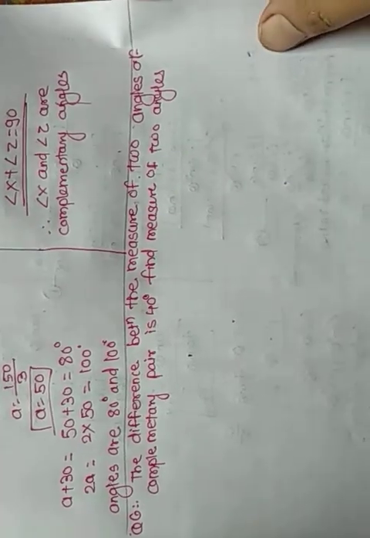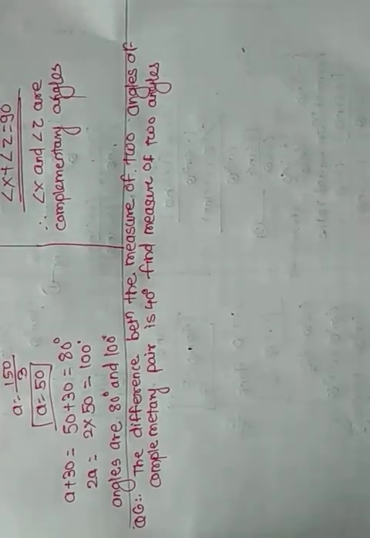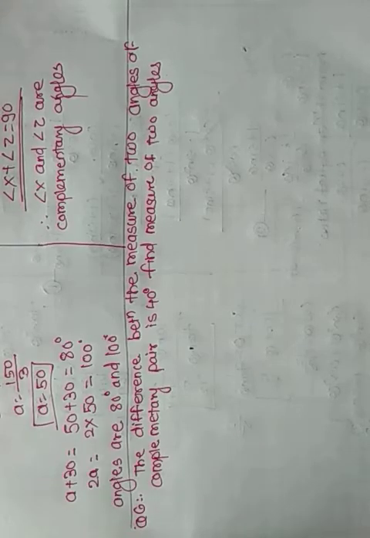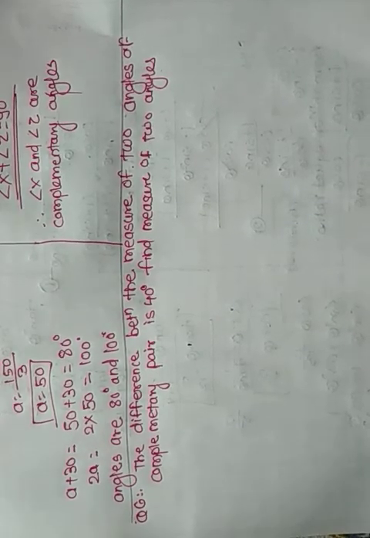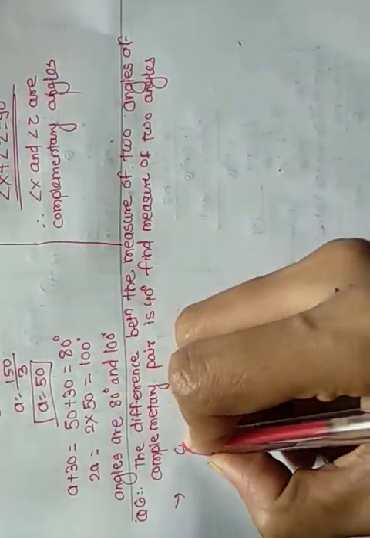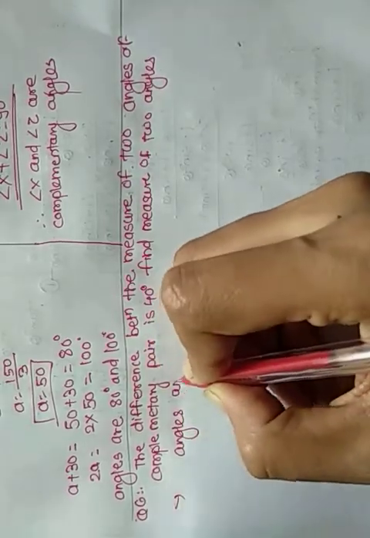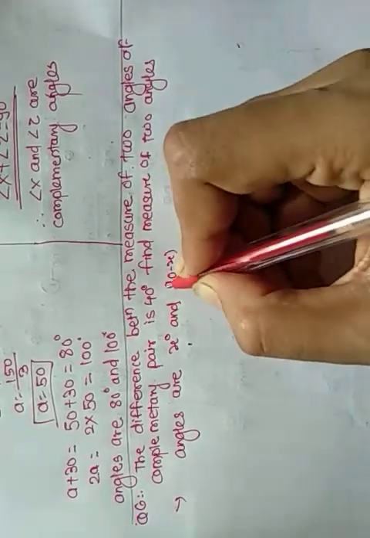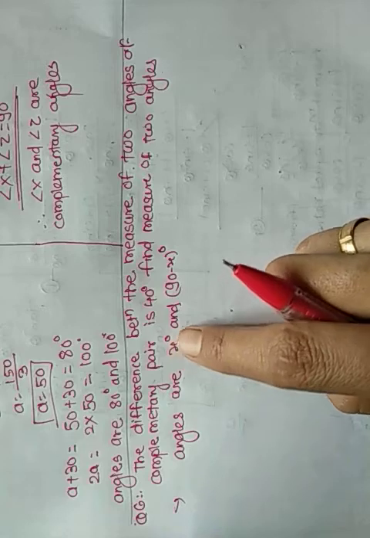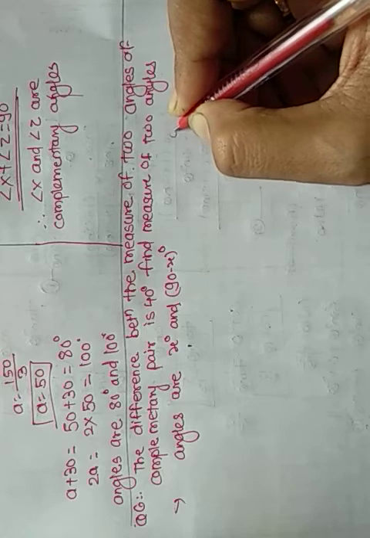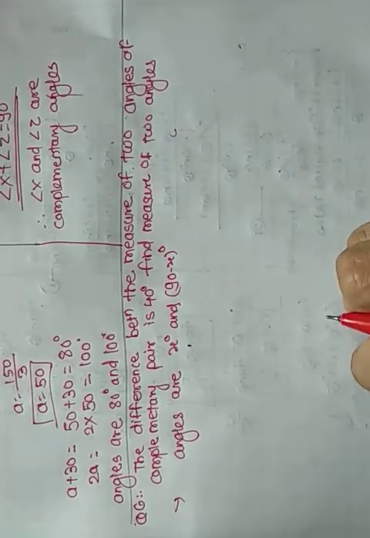Next example: the difference between the measures of two angles of a complementary pair is 40 degrees. Find the measures of the two angles. Let's first assume that these two angles are complementary. It means the angles are x degrees and 90 minus x degrees. Why? Because these two angles are complementary, it means their sum is 90 degrees. If one angle is x, then the other is 90 minus x.